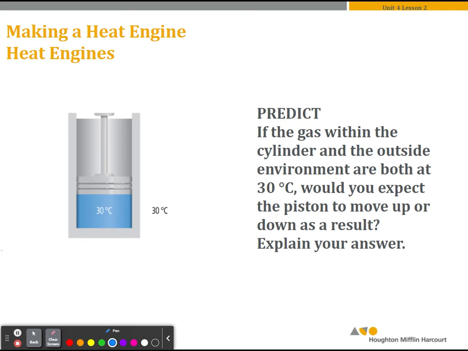So the air molecules are striking the piston from the top and the bottom with the same amount of energy and with the same frequency. And so the piston won't move up or down.